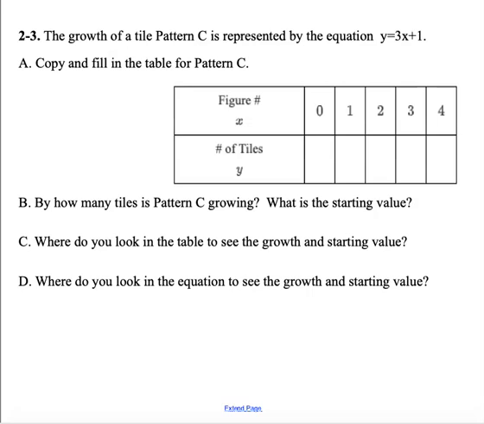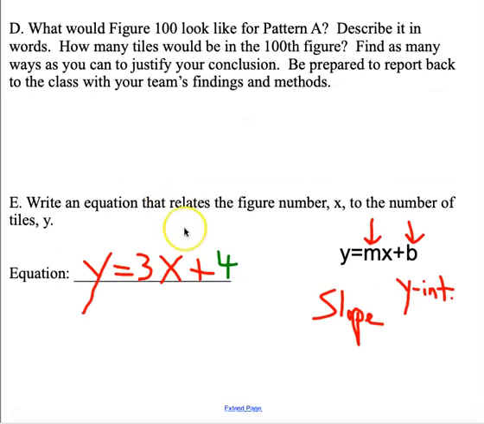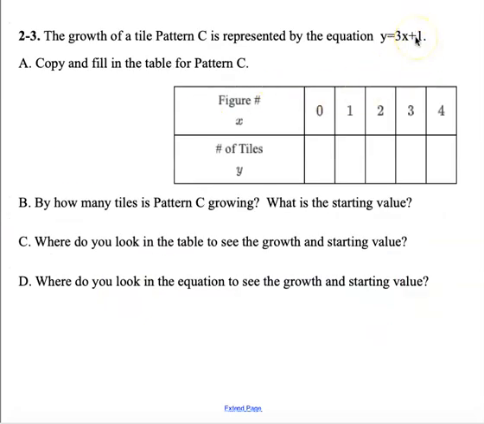Again, it might look a little different on your paper than it does on mine, just because yours is on a sheet of paper and I'm in notebook software. So 2-3 says the growth of a tile pattern C is represented by the equation y equals 3x plus 1. If you remember, here we created an equation. Now we're going to start with an equation and take a look at how this equation helps us create a table. Because if we know this equation, this table is going to take you about 15 seconds. If you've got a good pencil, it should only take about 15 to 20 seconds. I have to write with the mouse.